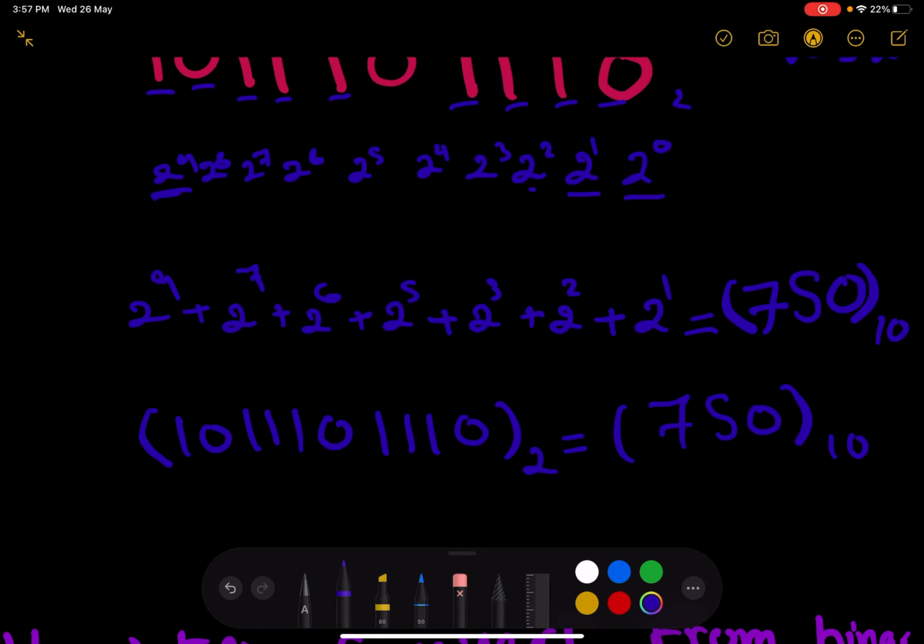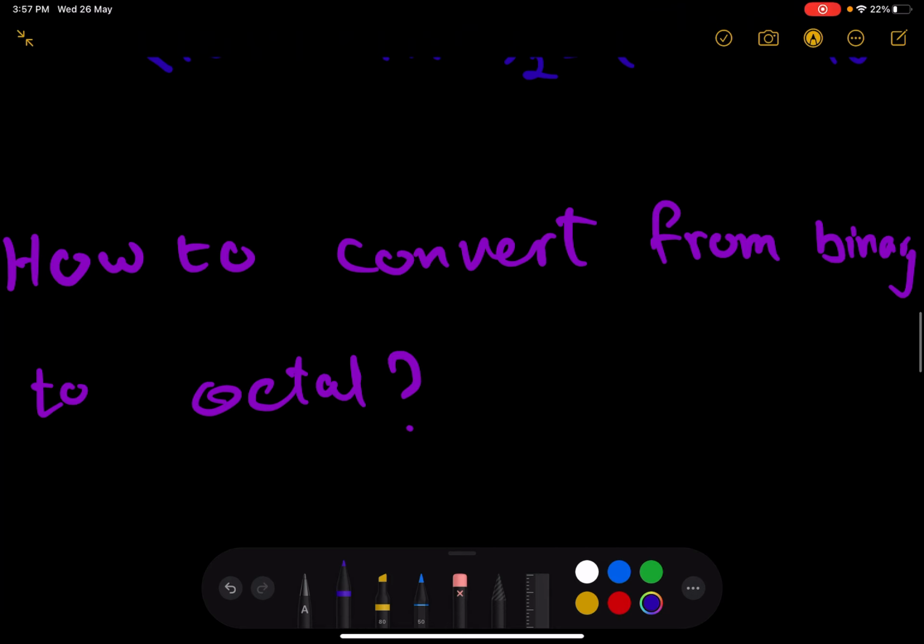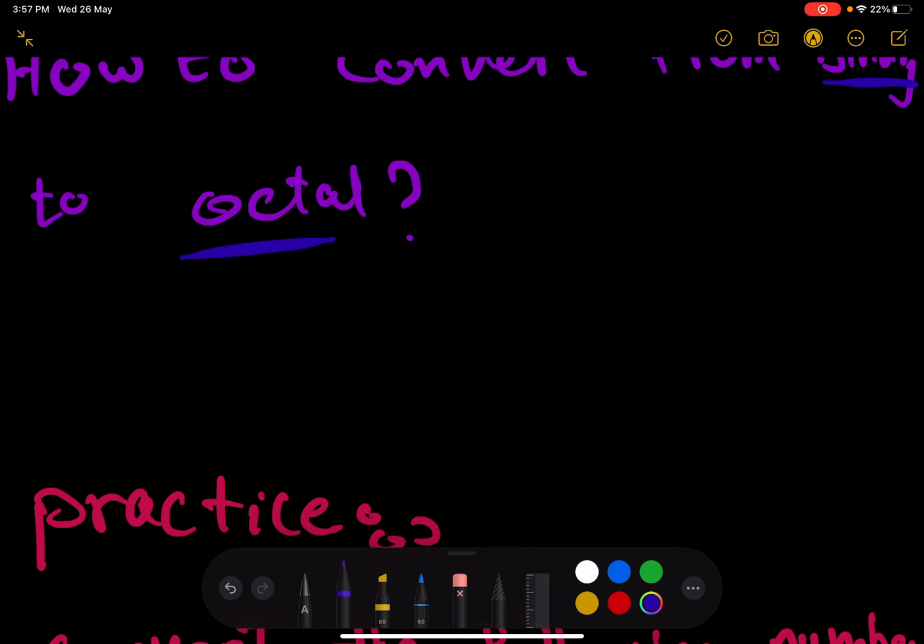So now let's move to the other one, which is converting a binary number to an octal. Octal means 8, and how can we represent 8 in a binary number? We're going to find a power of 2 that, if we raise 2 to the power of something, will give us 8. For this one, the power will be 3. So we only need 3 bits to represent any digit in an octal number.